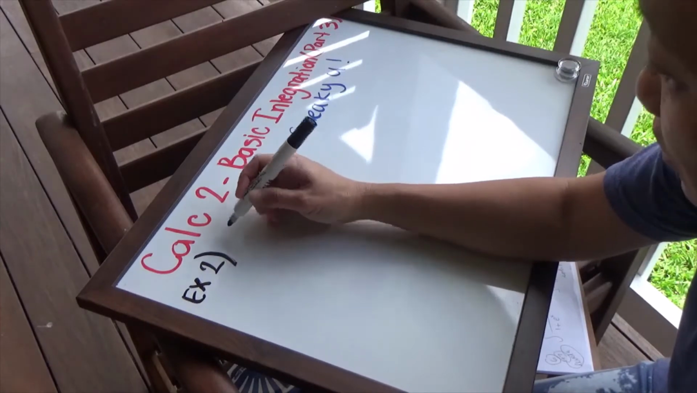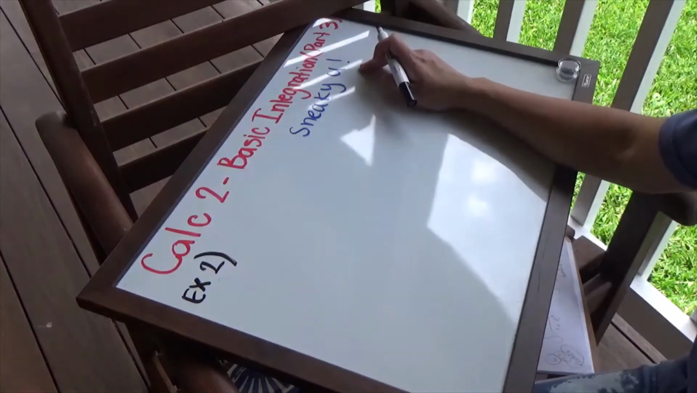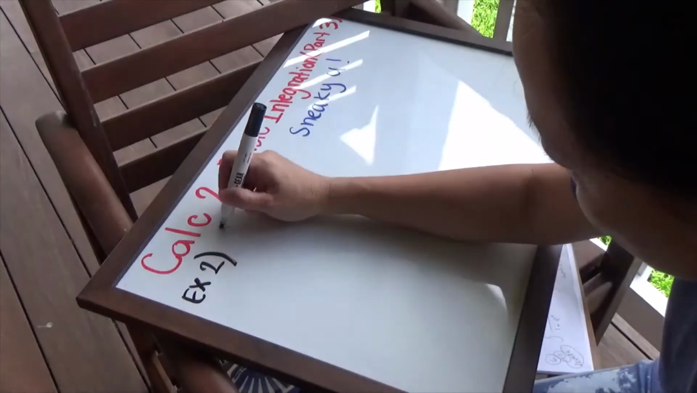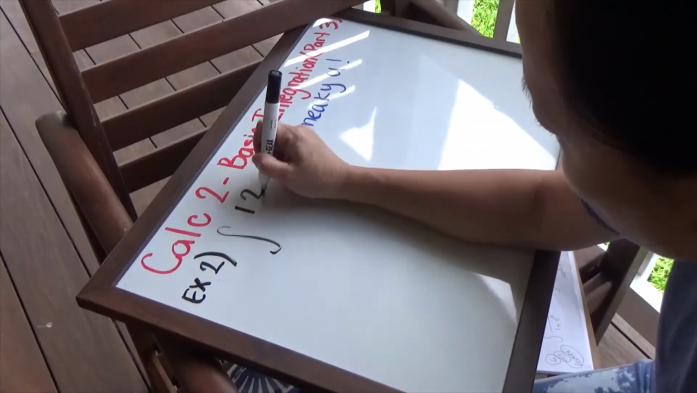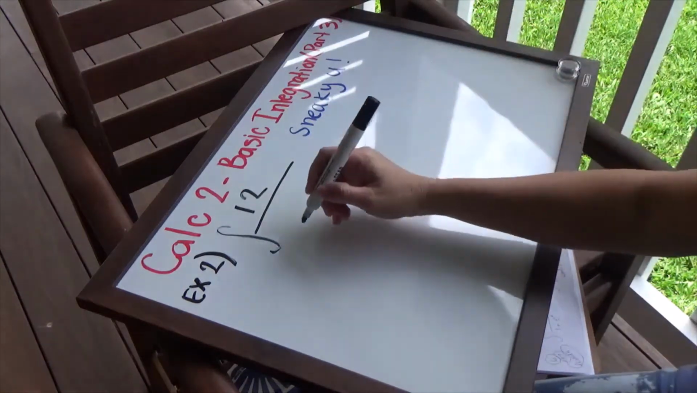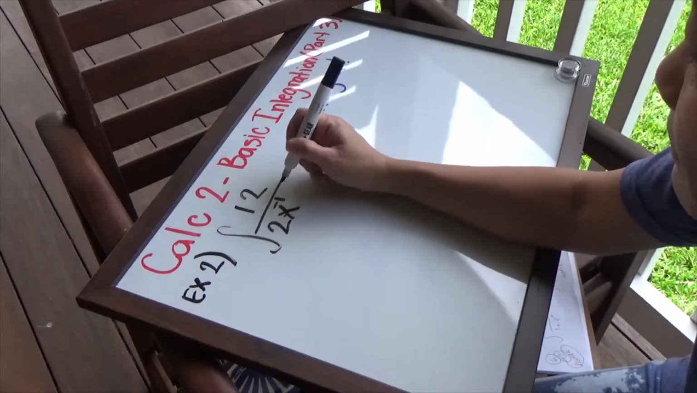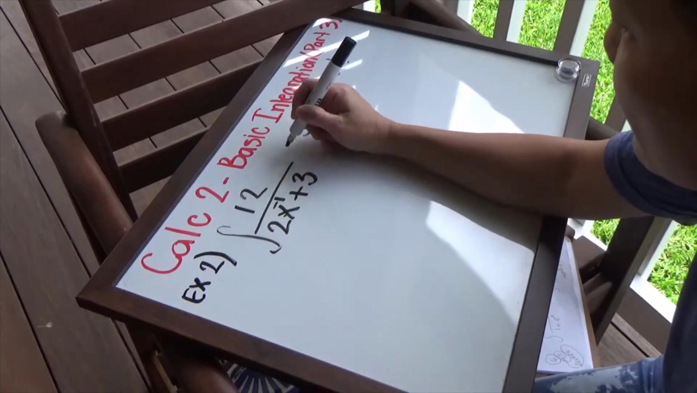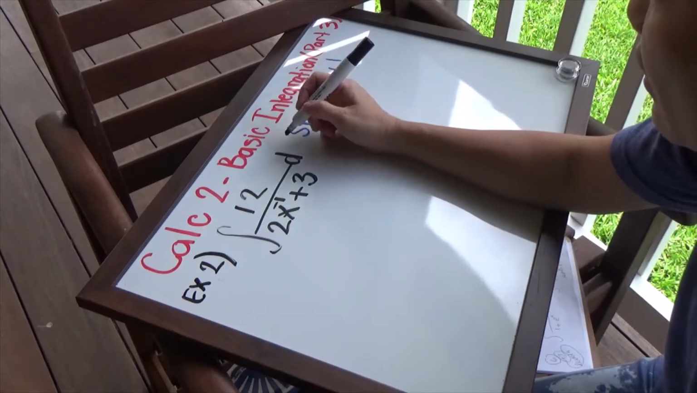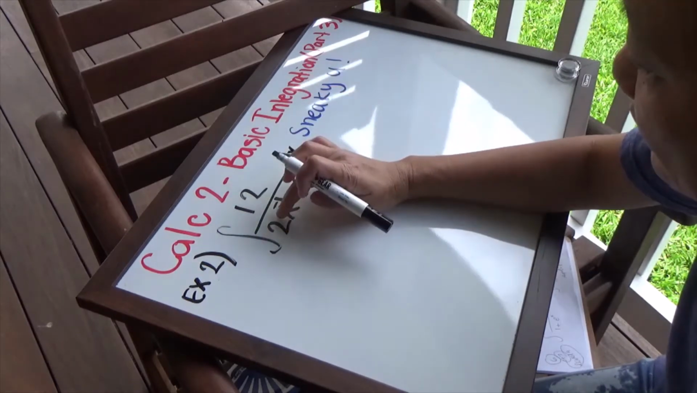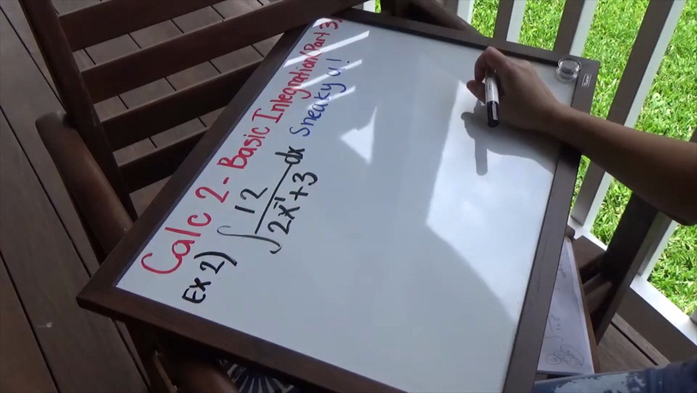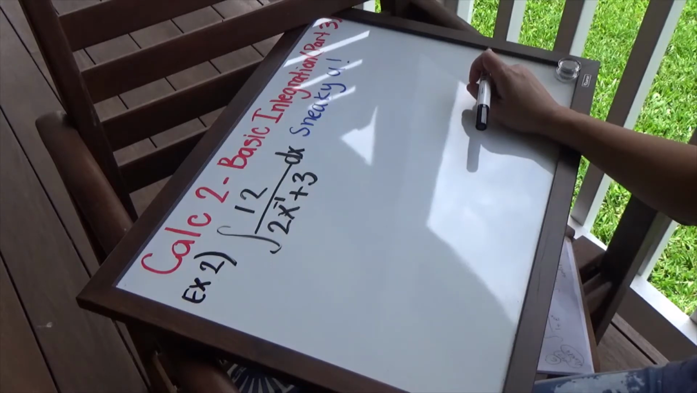Okay, so example 2 of the sneaky u type problem. I'm going to give you this one: 12 divided by 2x to the negative 1 power plus 3, and take the integral with respect to x. All right, so looking at this right here, we saw from earlier when we had that e to the negative x, we do that little sneak attack of multiplying by 1.